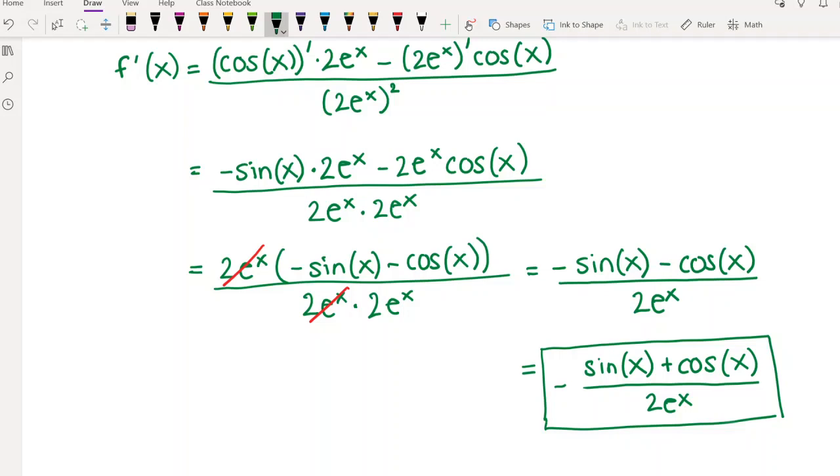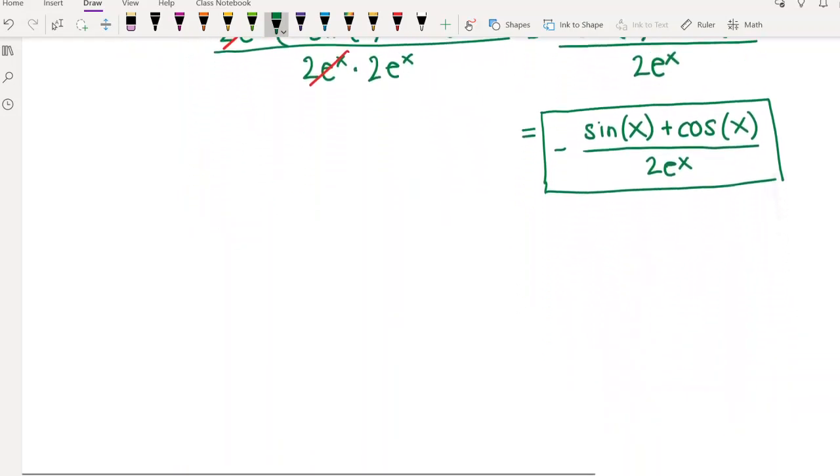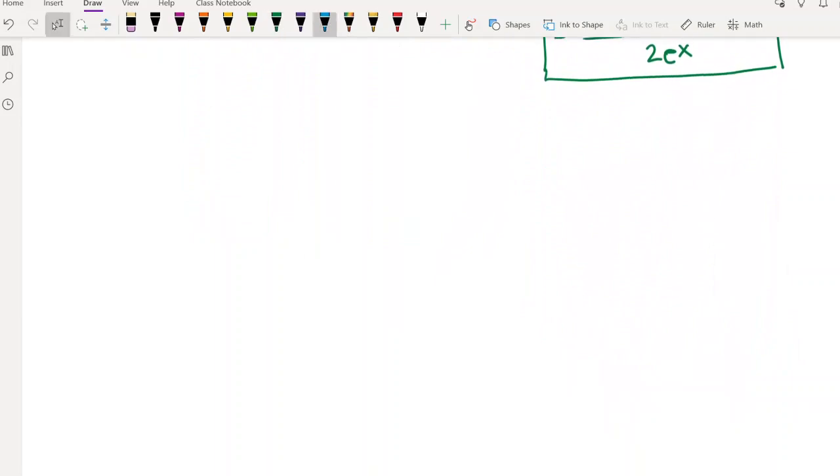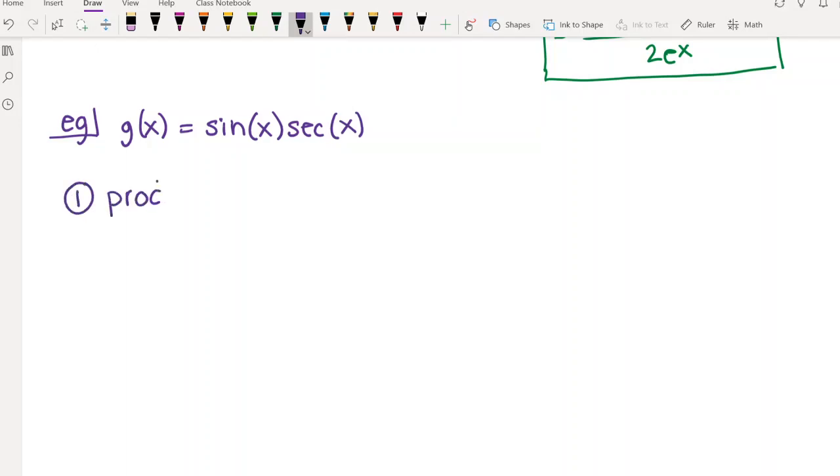So next we're going to do an example that I picked out just to show you how much simplification can make a difference. So let's look at this example. So g of x is equal to sine of x times secant of x. So let's do this two different ways. The first way we're going to do it is we're going to use the product rule. And it's not like it's going to be that hard to use the product rule, but then we're going to come back and instead of using the product rule, we're going to simplify it from the get-go.